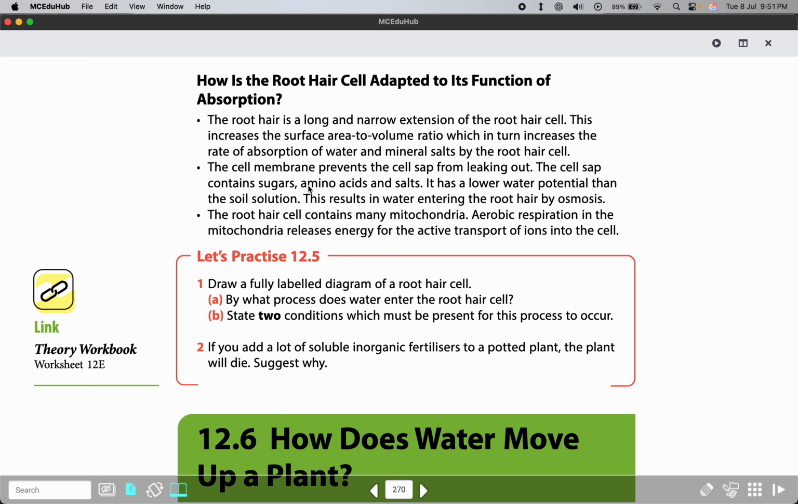Now, the cell membrane actually prevents the cell sap from leaking out. So the cell sap will contain sugar, amino acids, and salts, and this will cause a lower water potential in the cell sap as compared to the soil solution. So water can enter by osmosis.